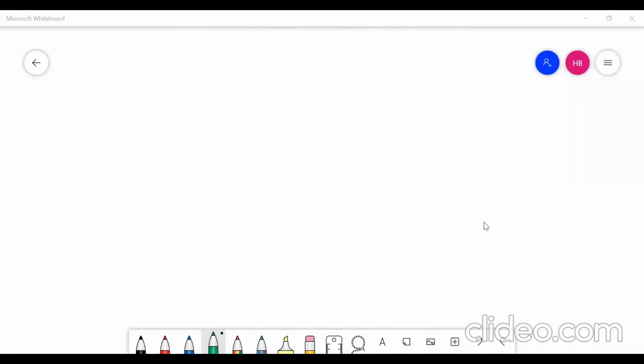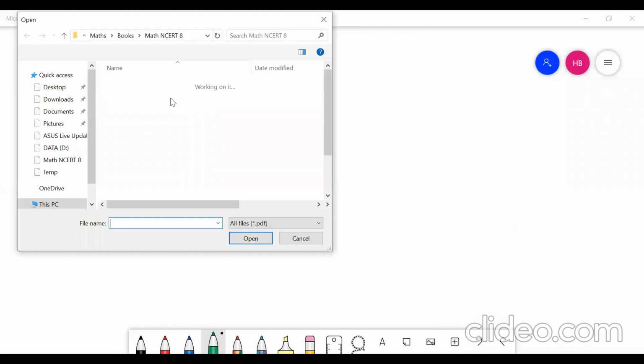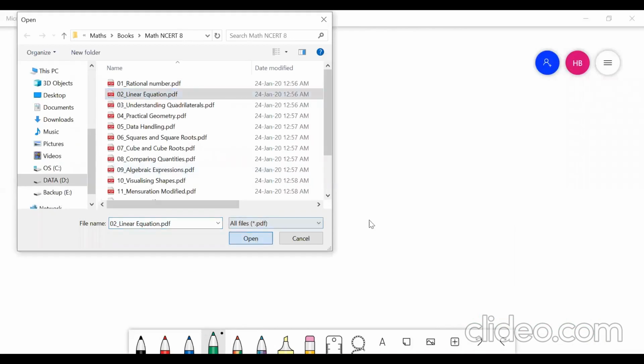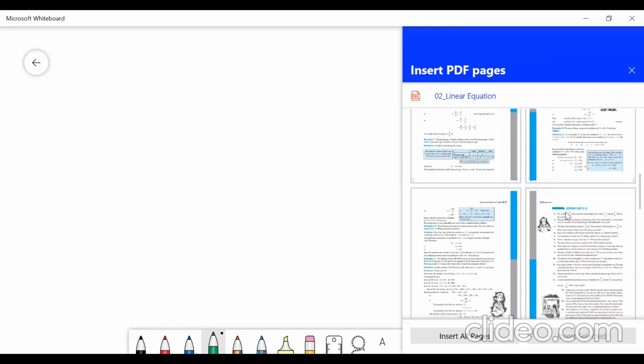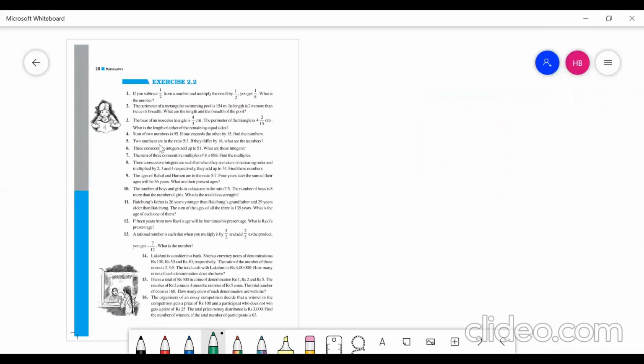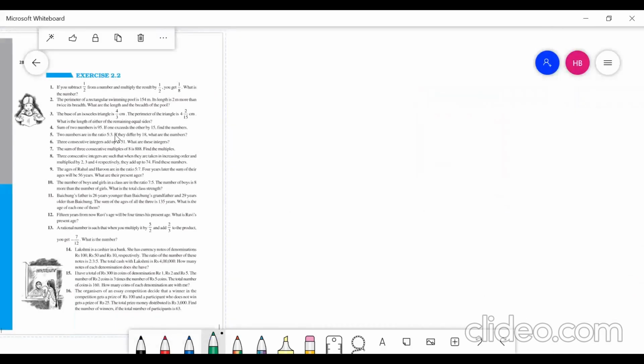Just quickly load question number 16. It's a very interesting question. Just check if you have got this right while I'm solving. So this is question number 16.